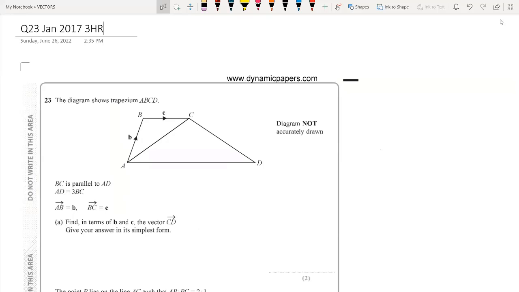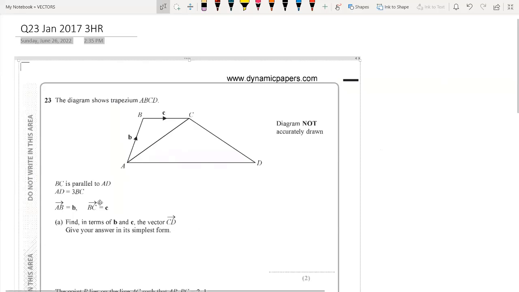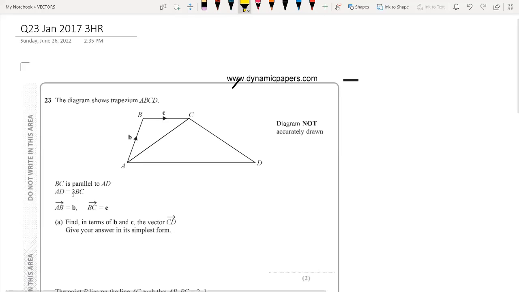The question is question 23, January 2017, paper 3H. It says that we have a trapezium ABCD, and the side BC is parallel to AD, and at the same time AD is equal to 3BC. So we have AD is equal to 3BC, and we have AB vector is letter B, and BC vector is letter C.